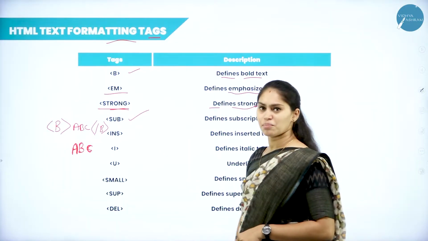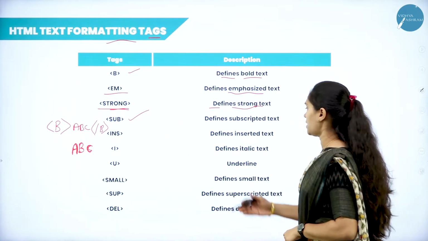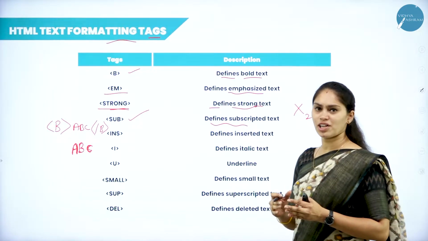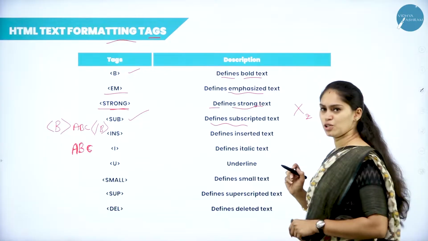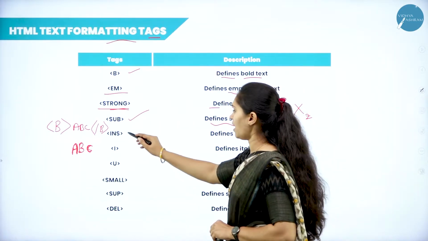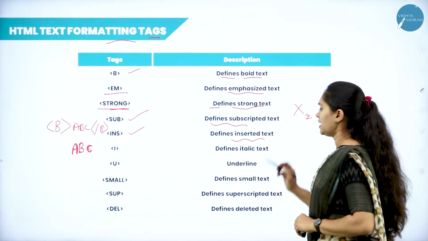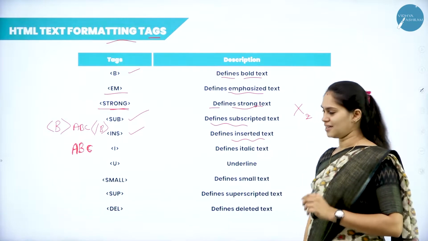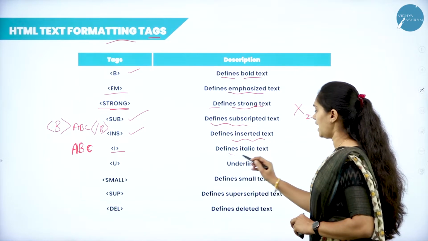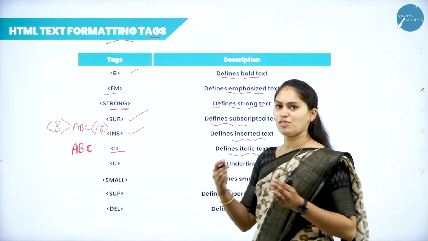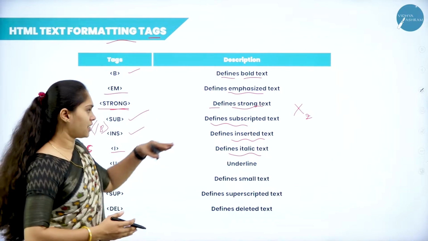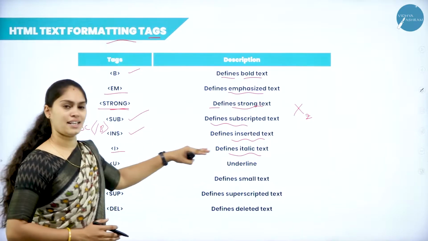And also we have sub. That is related to subscripted text. For example, X2. This is where I wanted to give the 2 as a subscript value. So at that time we are going to use this sub tag. And also we have ins, in order to use this as inserted text. In the same way we have I. So I defines what? Italic text. If you wanted any text to be slightly slanted to the right side, then we are going to use this italic text.